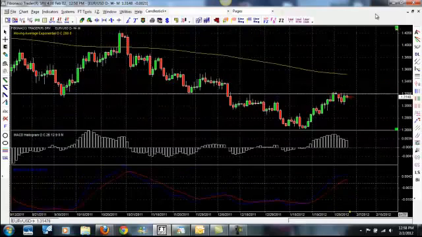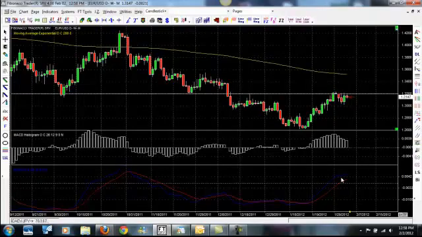All right, we're looking at the Euro US dollar chart. This is the daily chart, and right now we can see MACD. This is another overbought, oversold indicator. It's too high. We're slightly overbought. We're looking to short this pair.